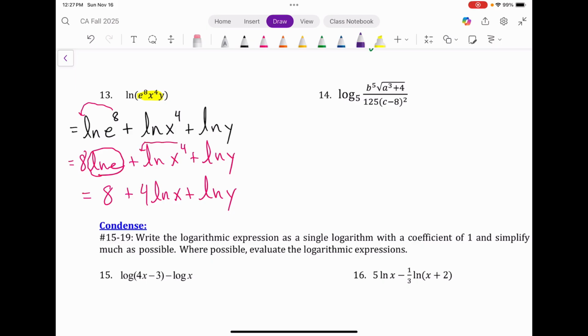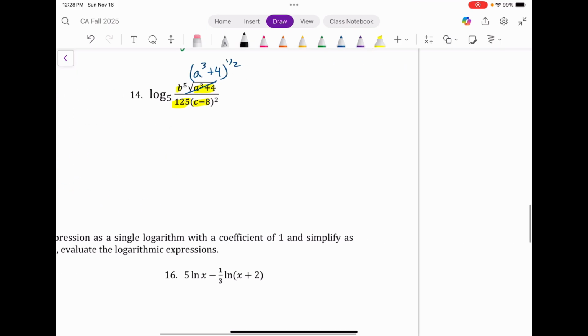14, we've got 4 different bases. We got b, we got a cubed plus 4, all under a radical. We got 125, and we got c minus 8 to the second power. So we got 4 different logs we can expand this into. I'm going to change this a cubed plus 4 out of radical form into exponential form, so we can change it to be to the 1/2 power instead.